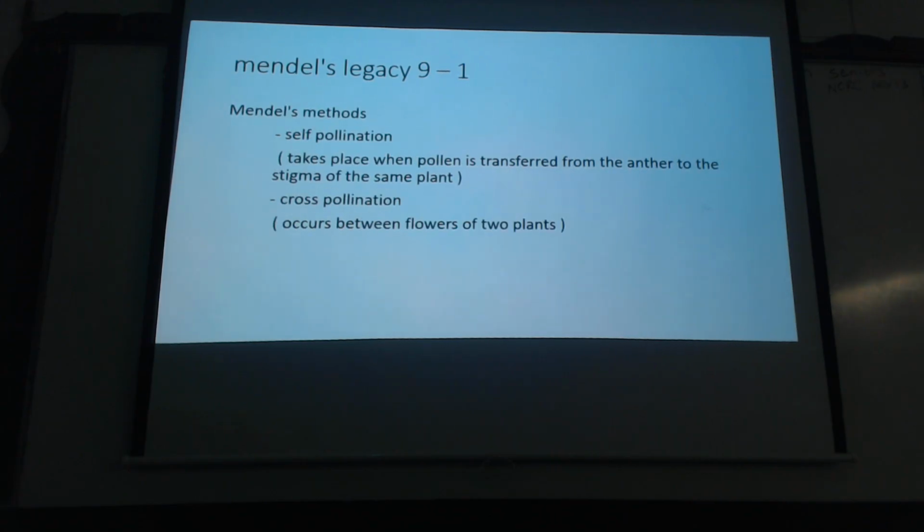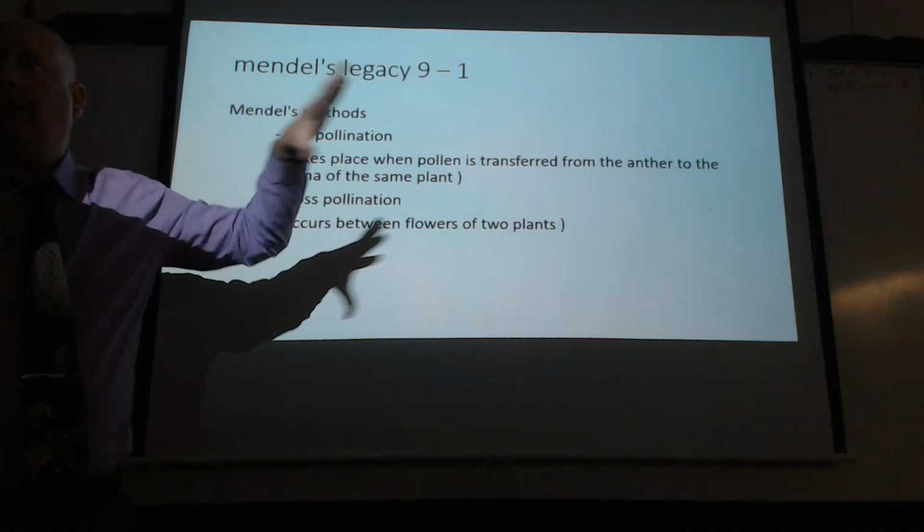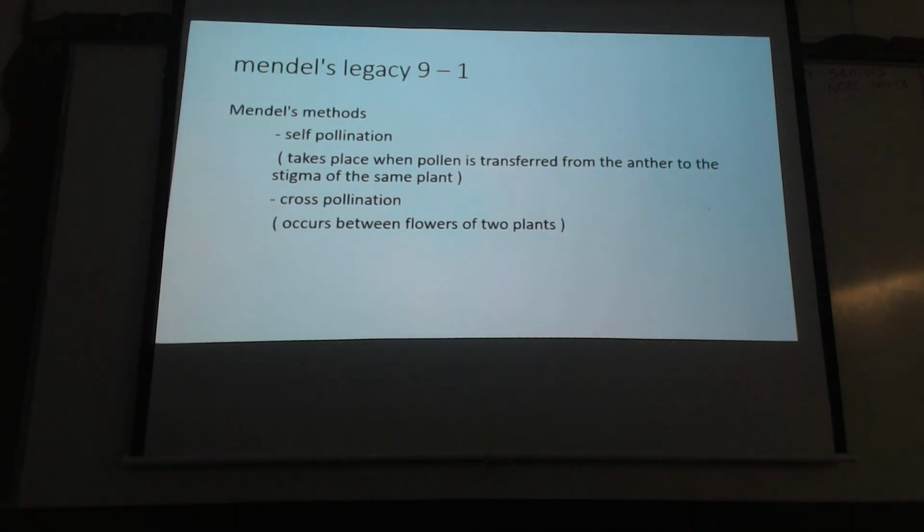All right, so one of the things that happens is, which one of these provides greater variance? In other words, which one would be better for plants to reproduce? In other words, introduces more new traits to a population. Cross-pollination or self-pollination? Cross, definitely. And that's why Mendel did that.